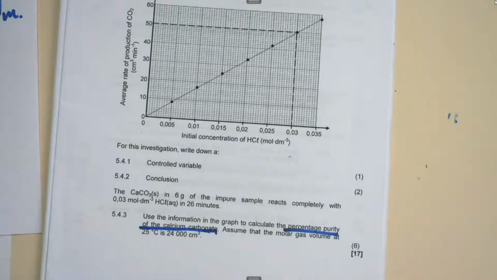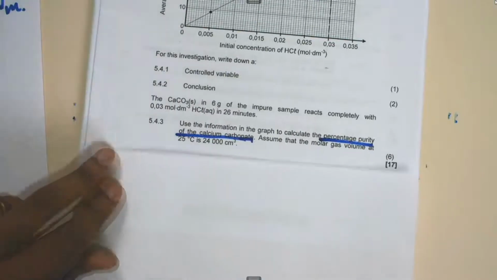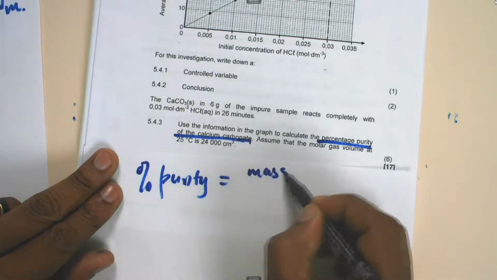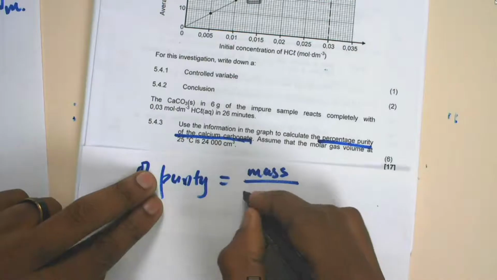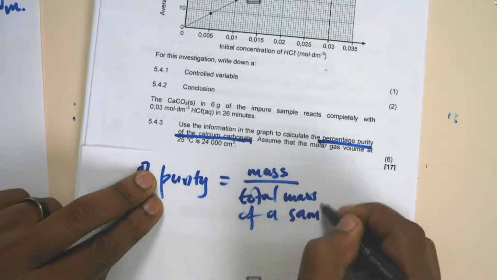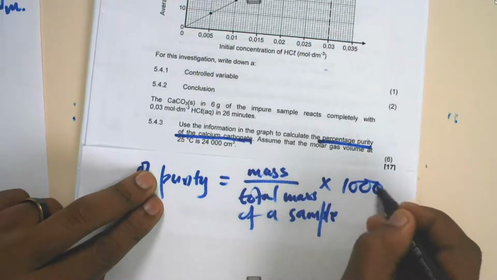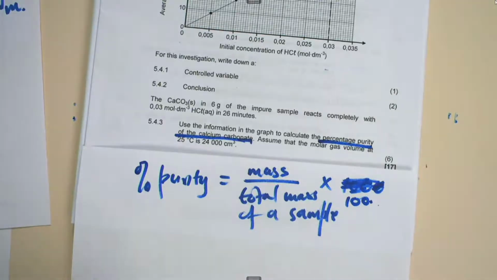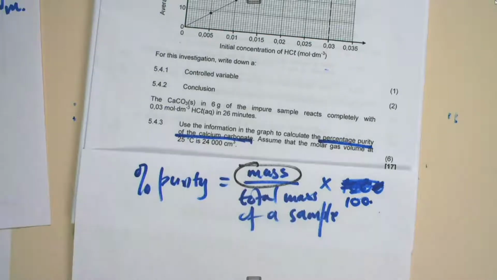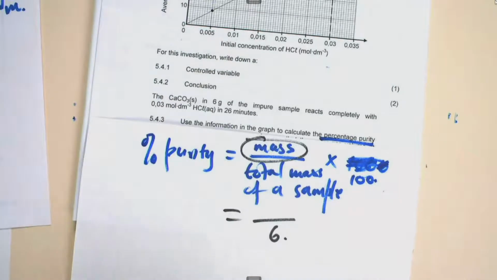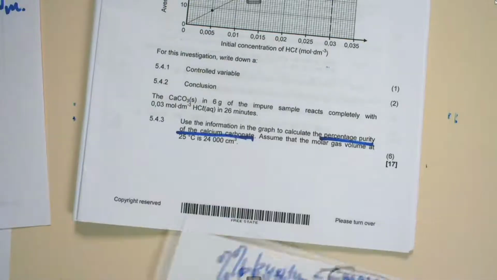So percentage purity will be what? Percentage purity is equal to the mass over the total mass of the sample, multiplied by 100. So whatever I do, eventually at the end of it all, I must calculate that particular mass, because the mass of the sample is given. I already have the 6. So whatever I do, the idea thereafter is for me to eventually get the mass.